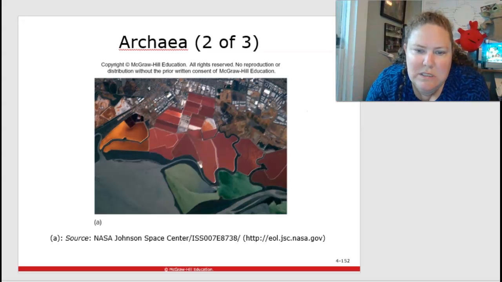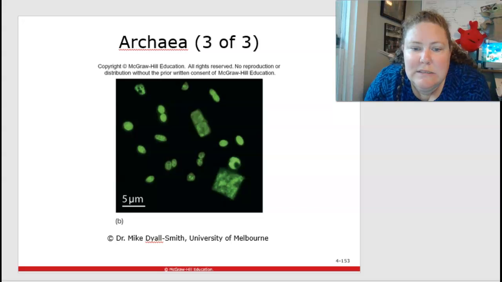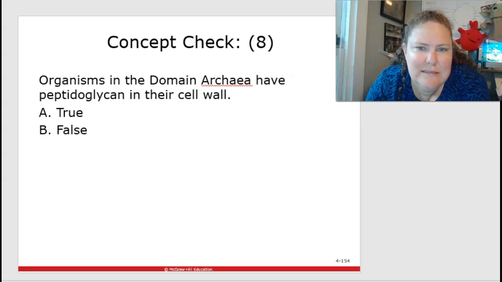Okay, so this would be like the salt mines in Utah in different areas. You can see they're in different colors. They're very, very pretty, and you can see that they are kind of their own little unique guys.